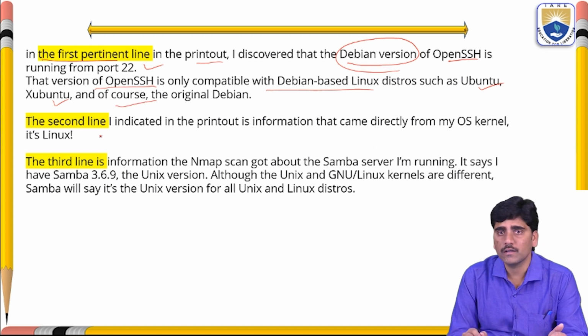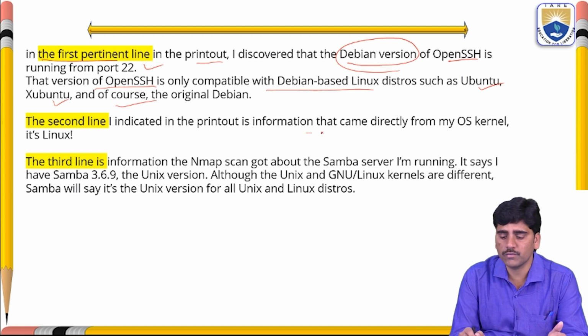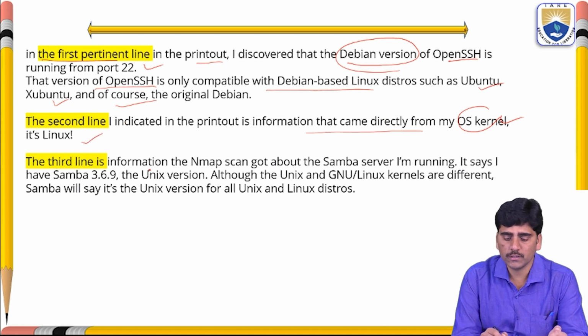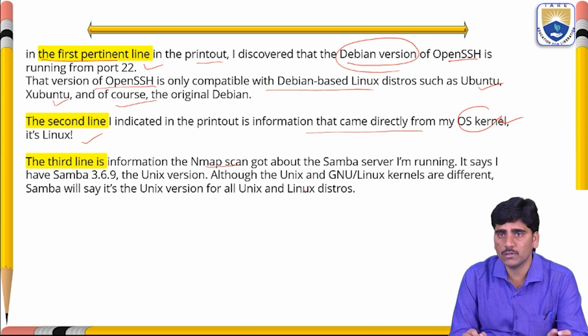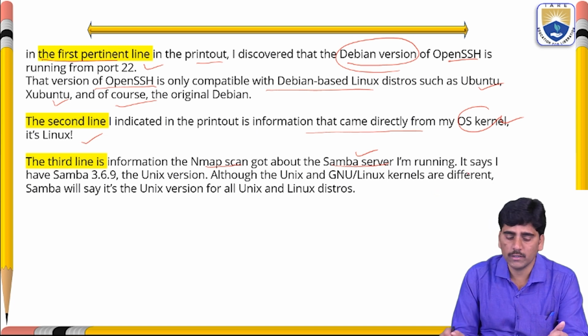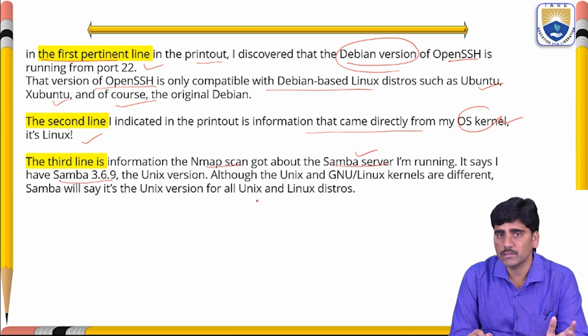The second line of the printout is information that came directly from the OS kernel. It displays the type of OS kernel, which is Linux. The third line is information the Nmap scan got about the Samba server running. That server is running on a Linux operating system, and it is Samba. It says Samba 3.6.9, the Unix version.